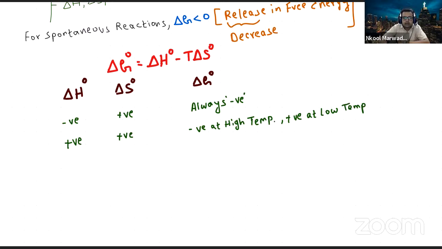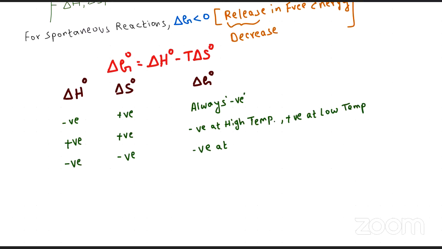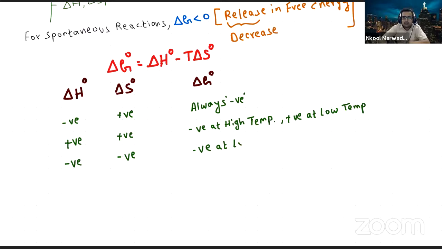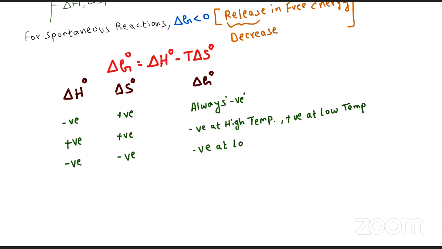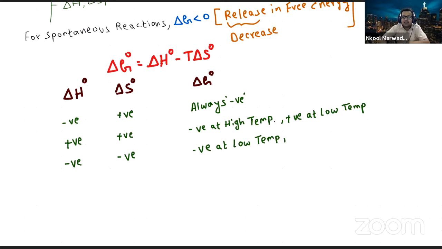If both delta H and delta S are negative, then what happens? Delta G is negative at low temperature. So interesting. Like an exothermic reaction involving decrease in entropy, then at low temperature, it will become spontaneous. And hence we have seen some of the chemical reactions, they occur only at low temperatures. And delta G is positive at high temperature.